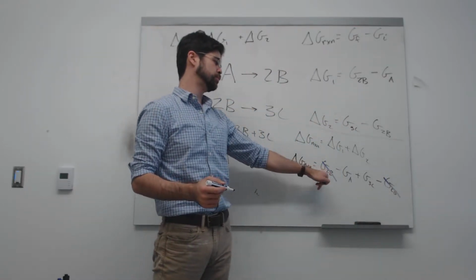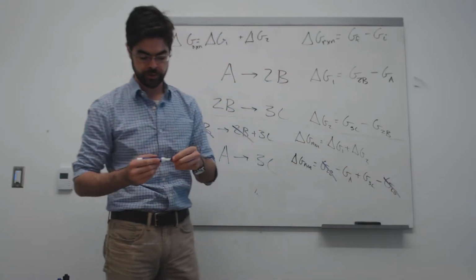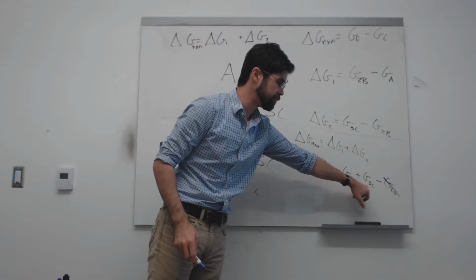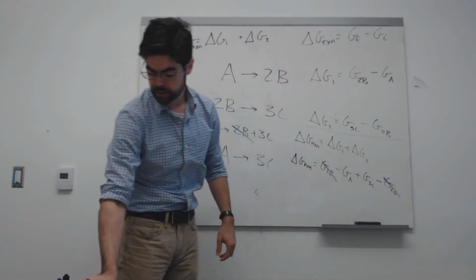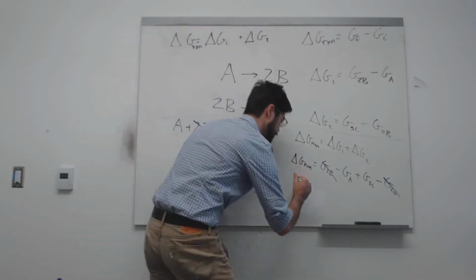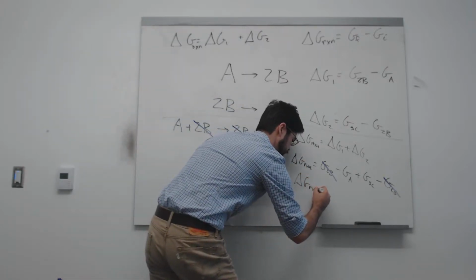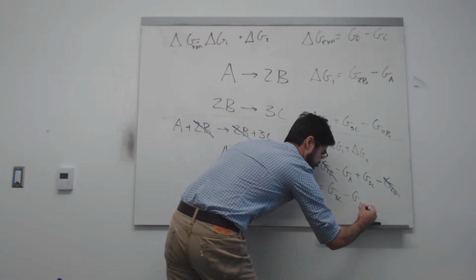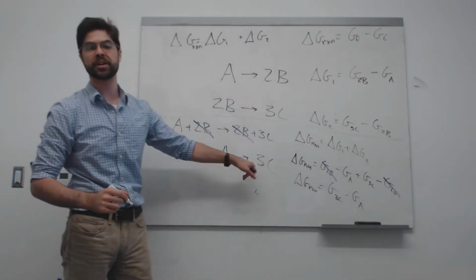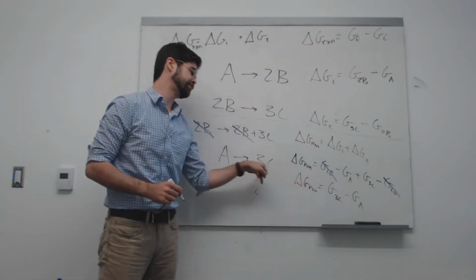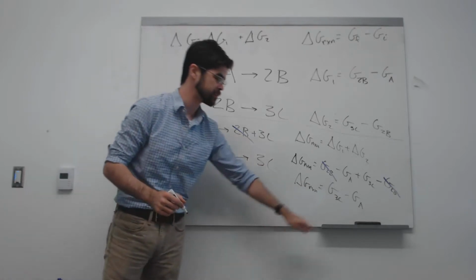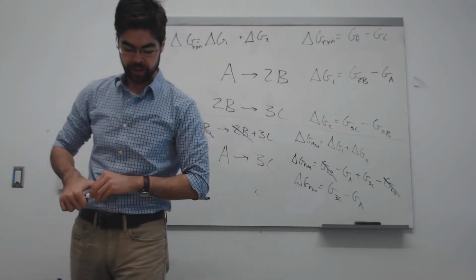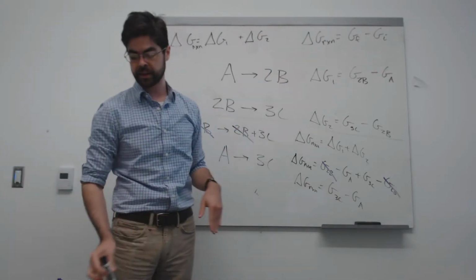Here I'm adding in 2B and then I'm subtracting off the free energy of the 2B molecules. So what I'm left with here is the free energy of 3C molecules minus the free energy of the A molecule. So I get that the delta G of the reaction is the free energy of 3C minus the free energy of A, which is the same expression I would get if I were just writing the delta G of this reaction, products minus reactants. Free energy of the 3C molecules minus the absolute value of the free energy of the A molecules. So again, I get the exact same thing as I would have before.